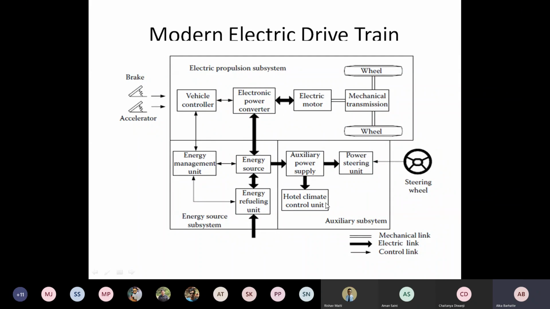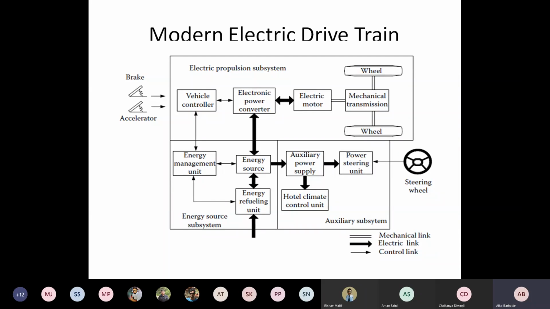Based on that, your various auxiliary systems like lighting control, hotel climate, meaning it is HVAC actually, heat ventilation air conditioning system of your vehicle, power steering, and other interior light, door control. Everything that comes under your auxiliary power supply can be controlled through this auxiliary subsystem. So this is how your electric vehicle works.